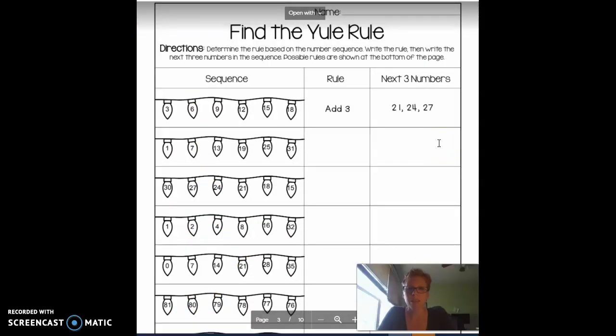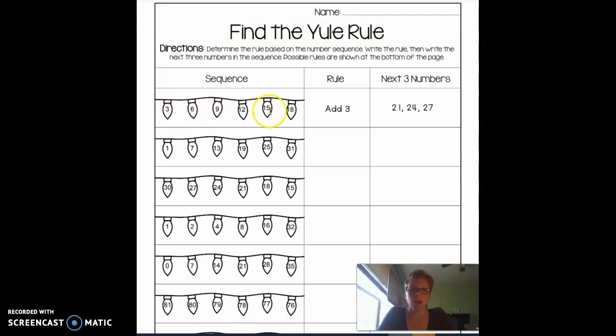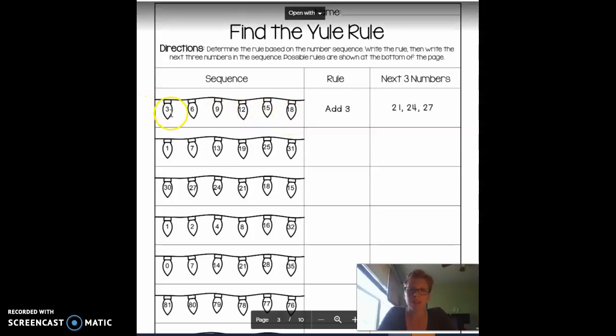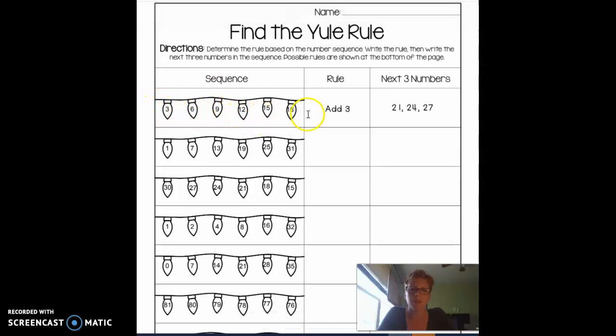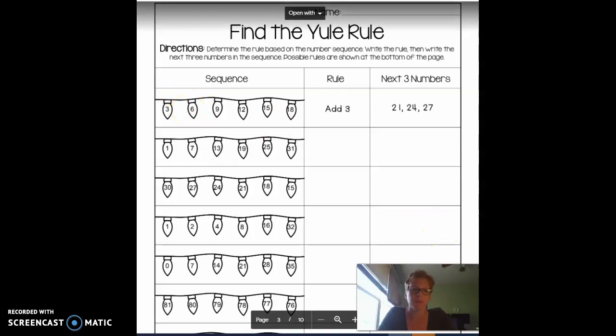All right, let's start with the first one, and they've actually given us the answer, so we'll use this as an example. Let's look at the Christmas lights. We've got the numbers 3, 6, 9, 12, 15, 18. So let's look at these numbers. What's happening to the numbers in these Christmas lights? When I go from 3 to 6, what do we see happening? Well, is the number getting larger or smaller? Well, it's getting larger.